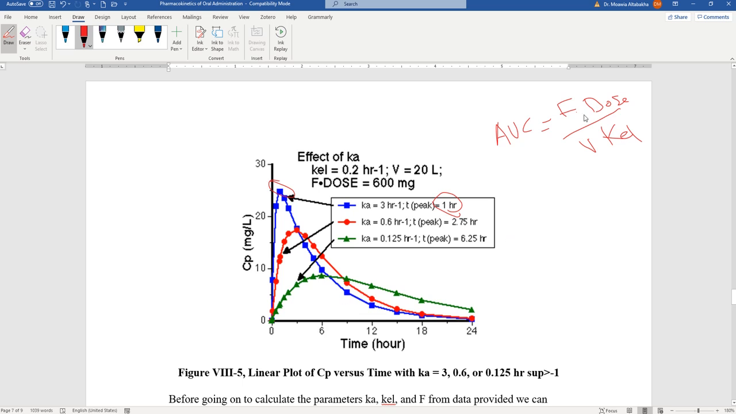When could they change? Only if F, the dose, or the clearance related to the drug and the patient changes. Okay.